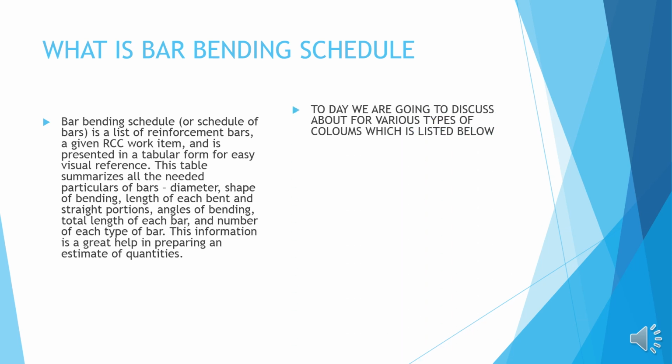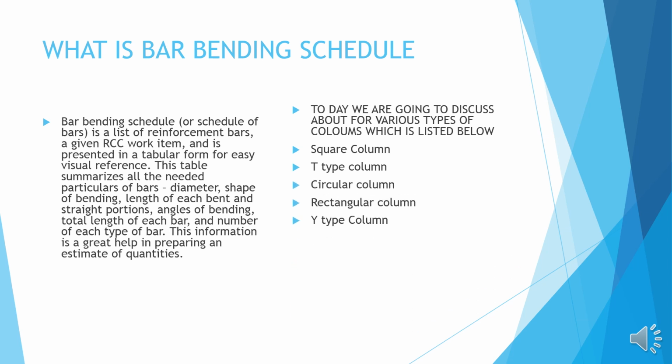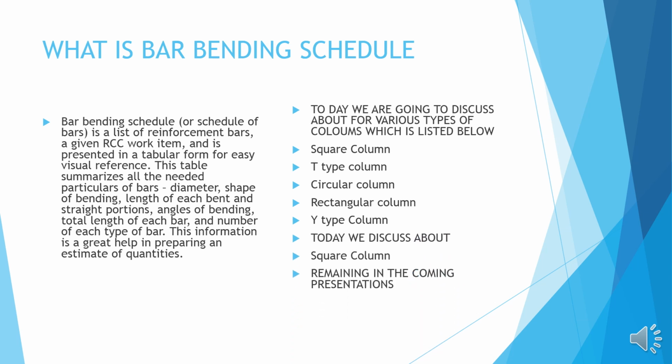Today we are going to discuss various types of columns, which are listed below: square column, T-type columns, circular columns, rectangular columns, and Y-type column. Today we discuss the square column, and the remaining in the coming presentations.